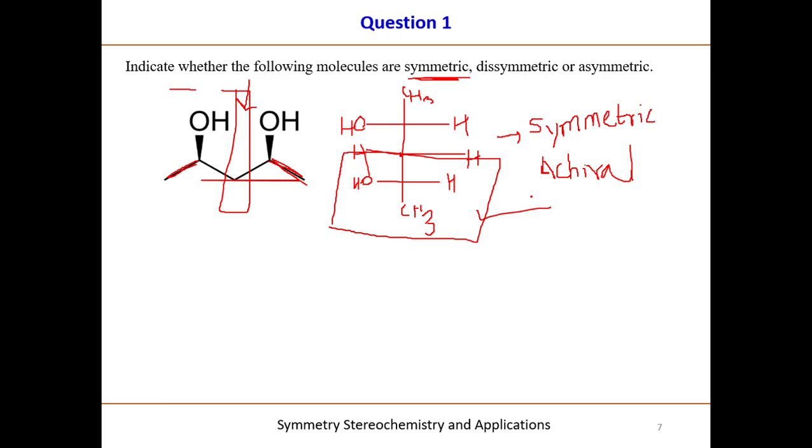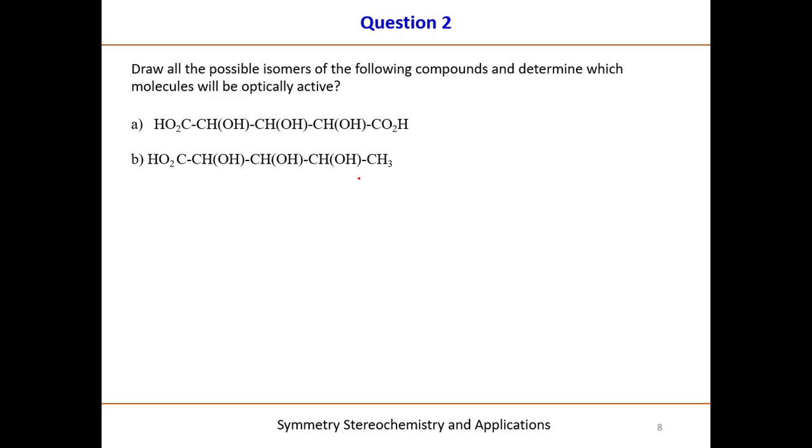If any symmetry element is present, then we don't need to check the mirror image of that molecule, because the mirror image will always show the enantiomer or diastereomer, which is only possible in asymmetric and disymmetric molecules. But in symmetric and achiral molecules, we need to check only the symmetry elements present in the molecule. Okay. Now let's move to question number 2.